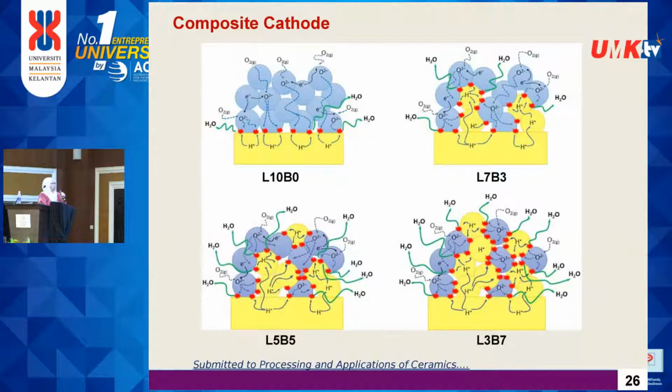So this is the impedance analysis to show what happened if we use different compositions of the MIEC and protonic conducting phase. And if we go for the ASR, we found that L7B3 has the lower ASR compared to the L10B0. L10 means we use pure mixed ionic electronic conductor.